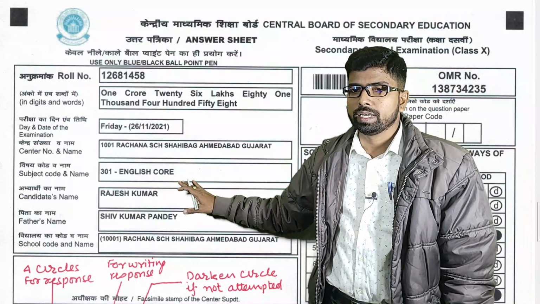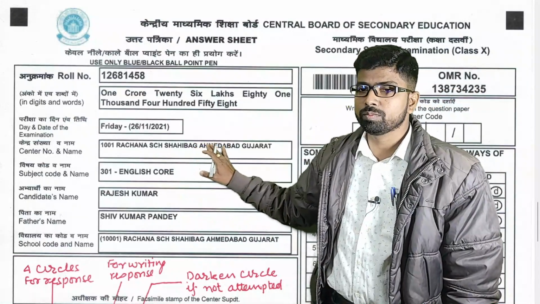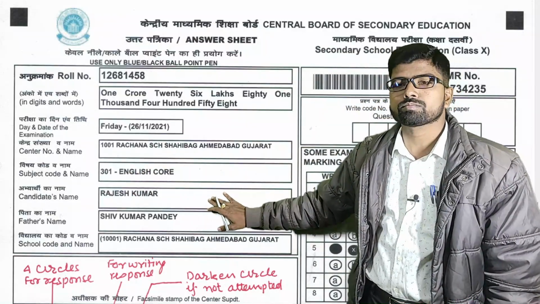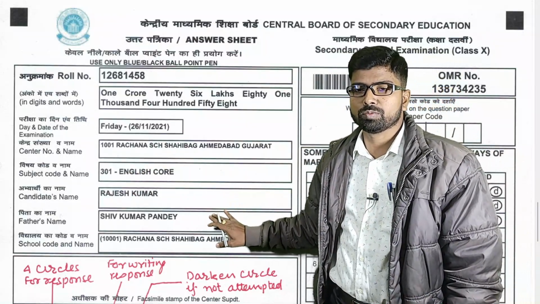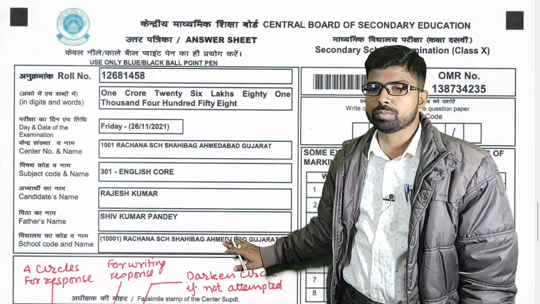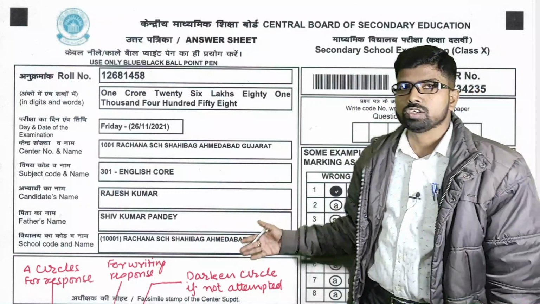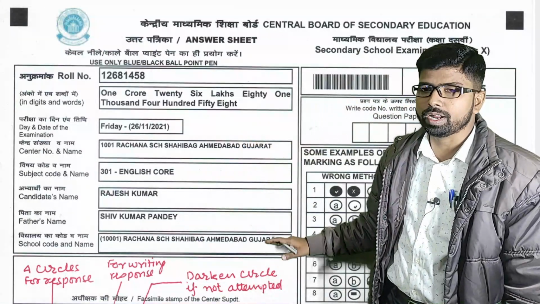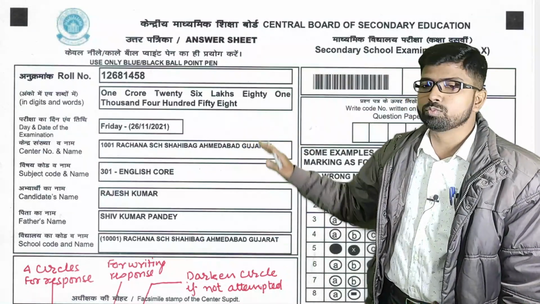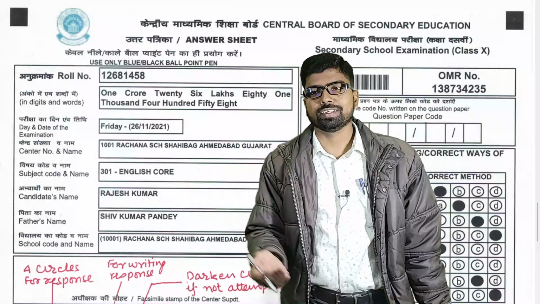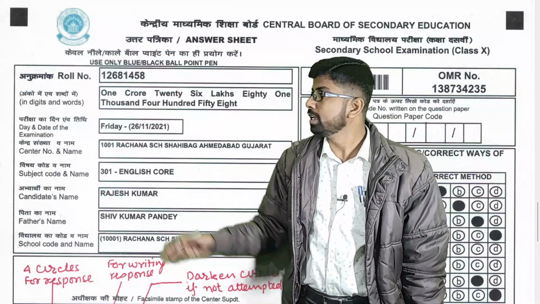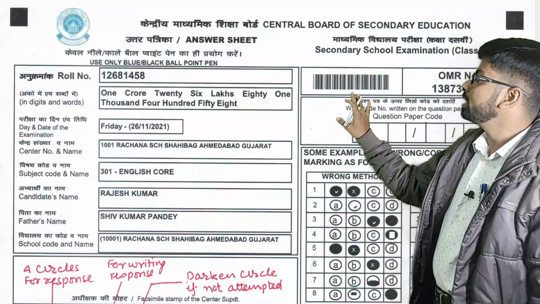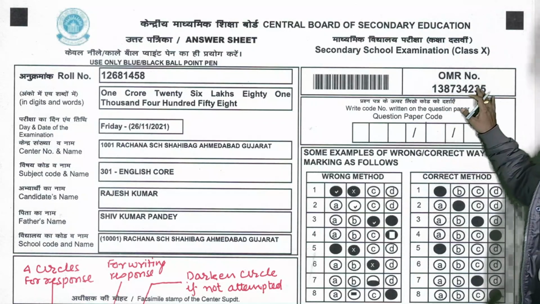This is the center name and center code. This is the subject, the student's name, the father's name, and the school name and school code. Generally, if your center is in your school, then the school name and center name will both be the same. If it is different, then they will be different. I hope this part is clear to all. And here one barcode will be there, and this is your OMR sheet number.